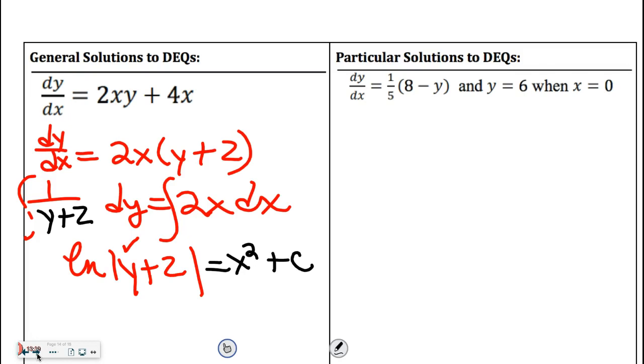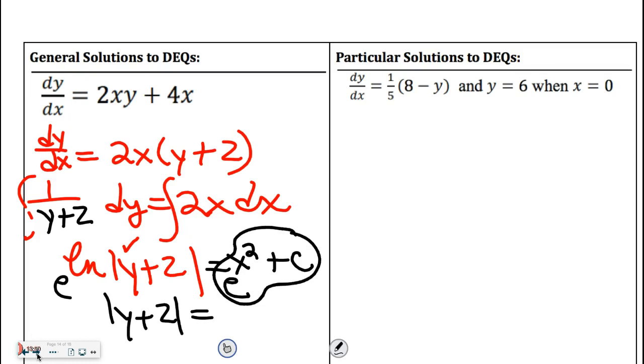What's up next? Exponentiating. I should do it in 2 steps, but I'm not going to right now. I get the absolute value of y plus 2. Make sure you know how to deal with this over here. We've done it a lot, right? It'd be e to the x squared times e to the c, which would just be c e to the x squared. Now, if you allow c to absorb the absolute value, like if you're like, well, c equals plus or minus e to the c, it's actually legal to drop them right here. Or you could just put a plus or minus in front of it. It doesn't really matter. All right? And then you'd subtract 2 and you'd be done.